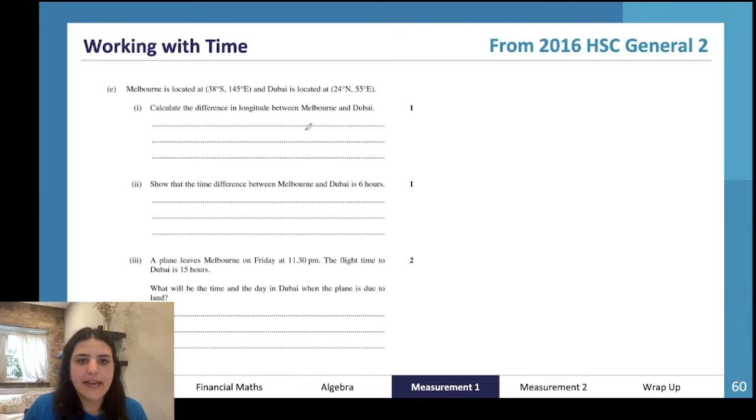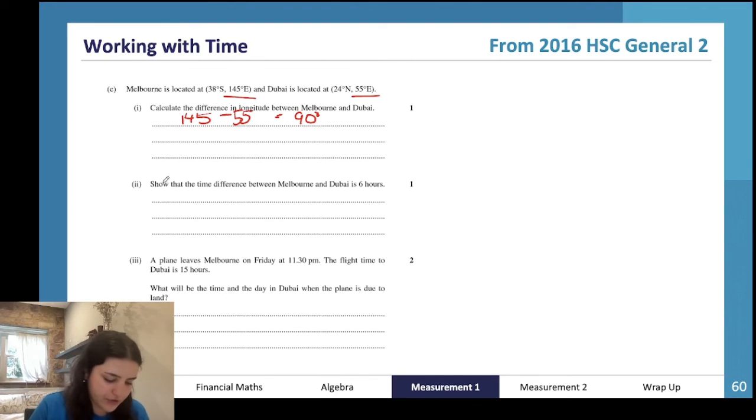So longitude, again, is these numbers, east and east. So we've got our 145 minus 55, which is 90. So our difference in longitude is 90 degrees. The time difference is 6 hours. So we're going to do 90 times 4, which is 360. And if we divide 360 by 60, we get 6 hours.